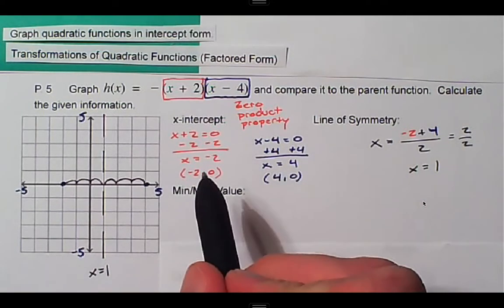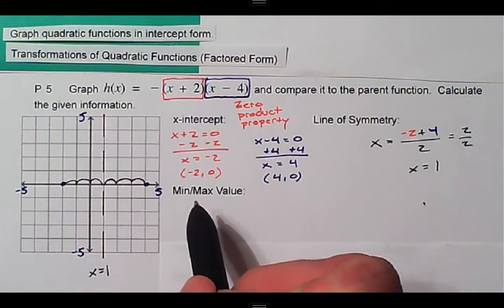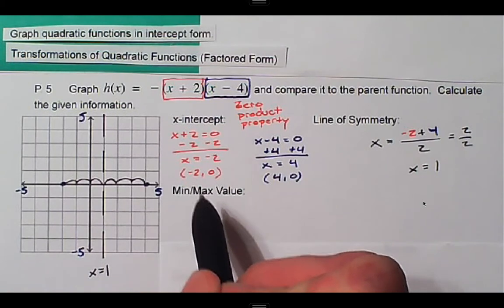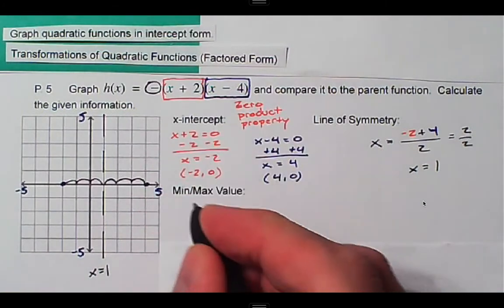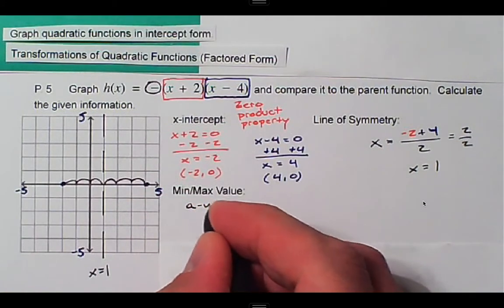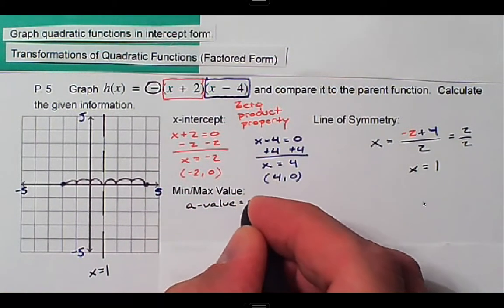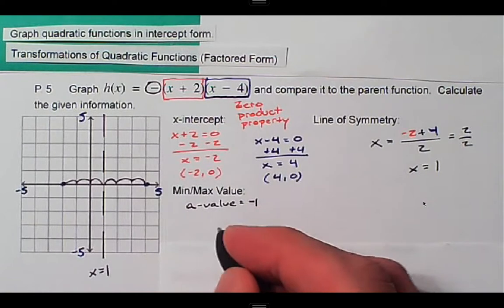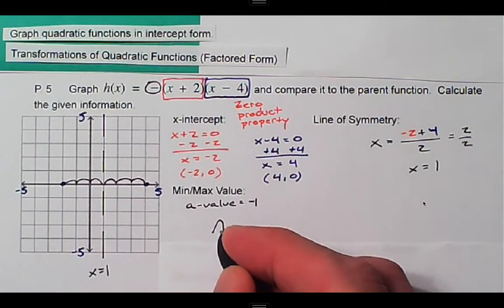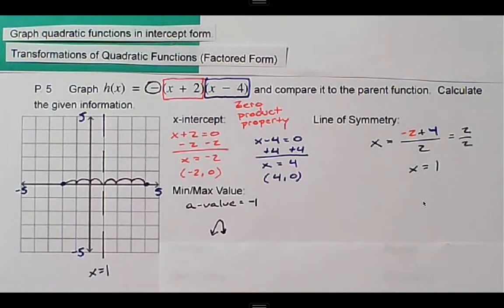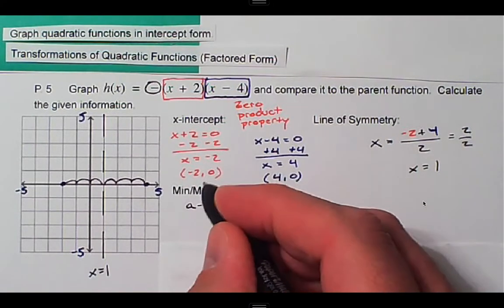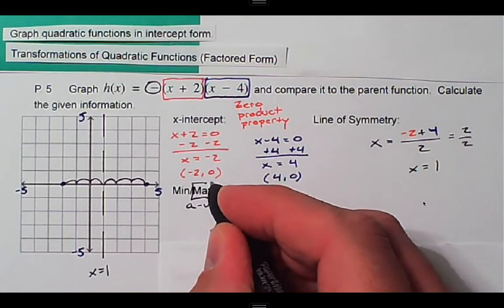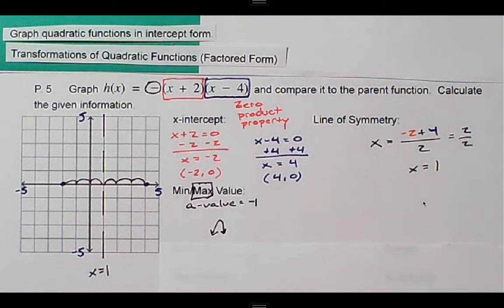The last thing I have to do is calculate if it's a minimum or maximum and find the vertex. Right here, the a value is negative 1. So because it's negative, I know that my parabola is going to open down like that. So there's definitely going to be a top. So I know that I'm looking for a maximum value.